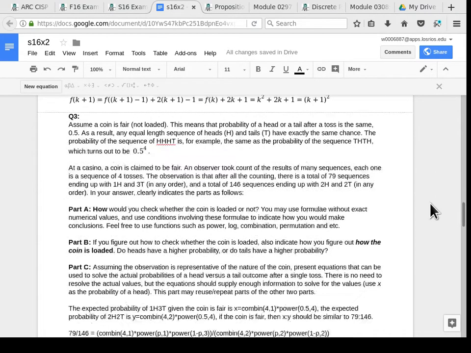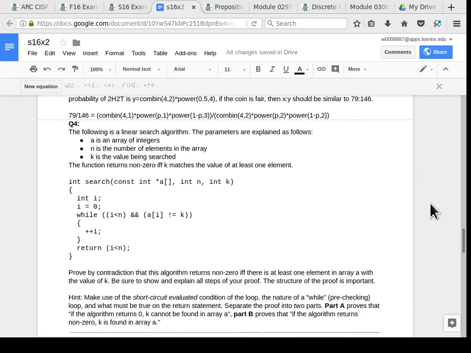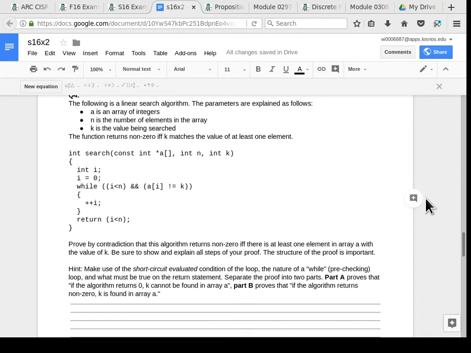Let's scan this test and see if we have a case of proof by contradiction. Okay, so this one has a proof by contradiction that the algorithm returns non-zero if and only if there's at least one element in array A with the value of k. And so let's see how we can do this using proof by contradiction.